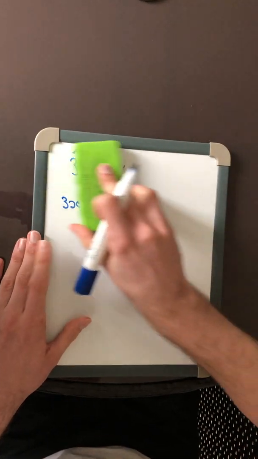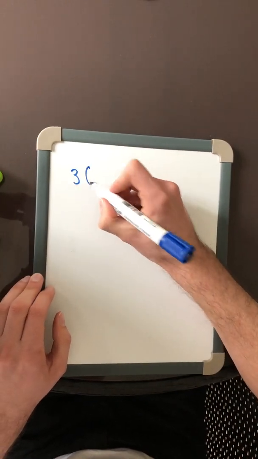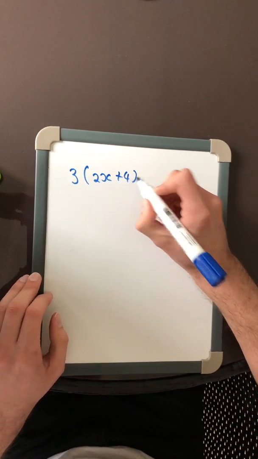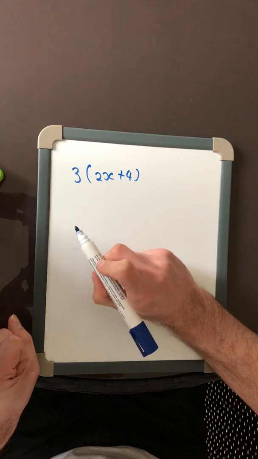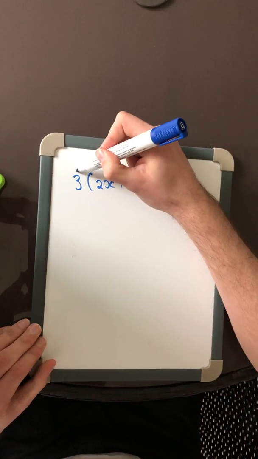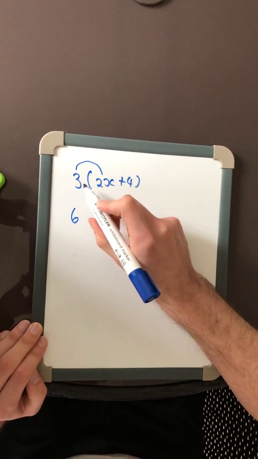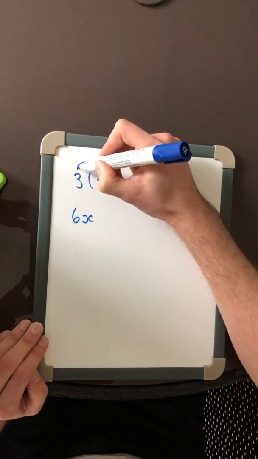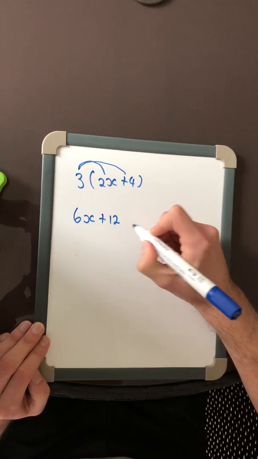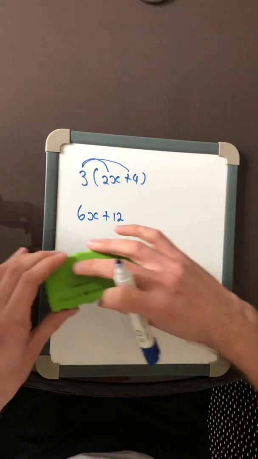If we have another question, make it a little bit harder. 3 open brackets 2x plus 4. We now have a coefficient in front of the x that isn't 1. So this is how we're going to want to work it out. Same again, we're going to draw our lines. So 3 times 2x is going to give us 6x. Draw our next line. 3 times 4 is 12. 6x plus 12. That's our answer to this question here for expanding out the brackets.